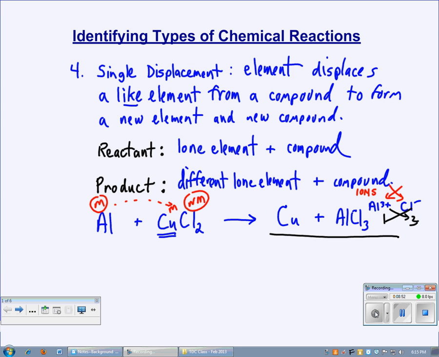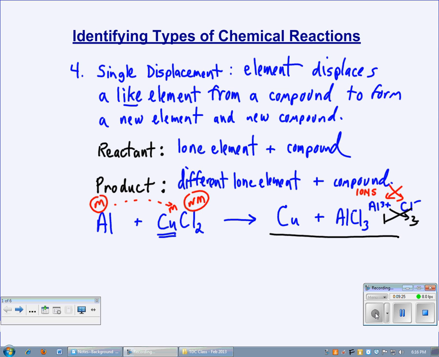Okay, so let's summarize. Reactant side, lone element aluminum. Product side, lone element copper. Notice our metal displaced, that's what it looks like, right? Our single lone element aluminum has sort of displaced copper from its bond, and then aluminum is then joined up with copper's dance partner to make aluminum chloride. That's kind of the name, single displacement. You can see that a single element has been displaced from its bond.